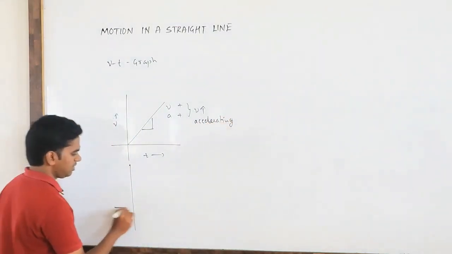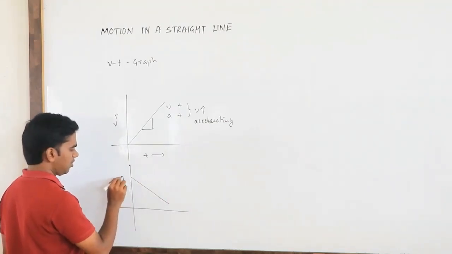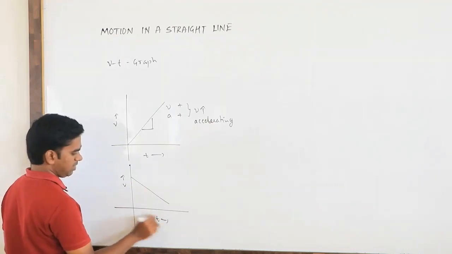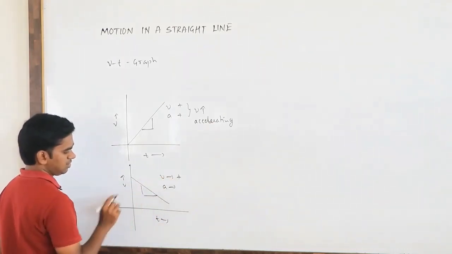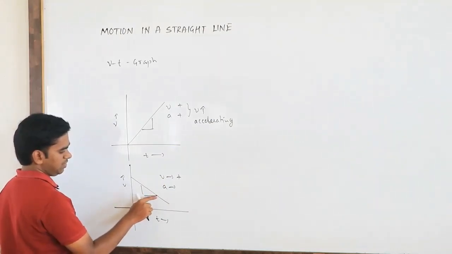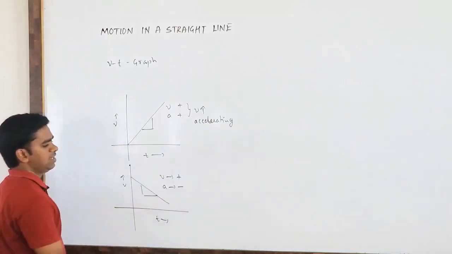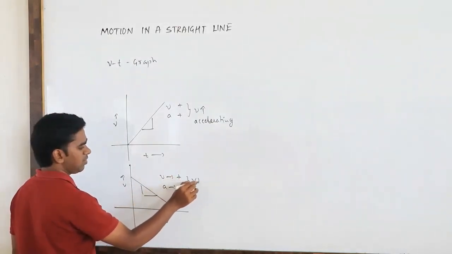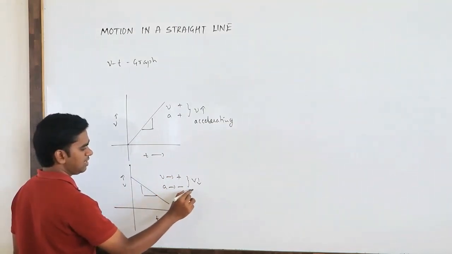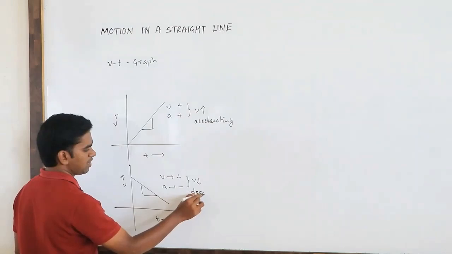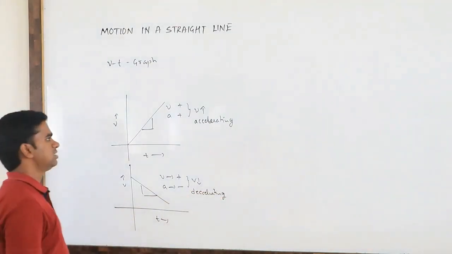Similarly, if the graph is like this, what will happen here? Obviously velocity is positive here. But what about acceleration? It is V2 minus V1, greater minus smaller, so acceleration is going to be negative. If they have opposite signs, we already know that velocity decreases. So here velocity is decreasing, which we call retarding or de-accelerating. So these are the two cases.